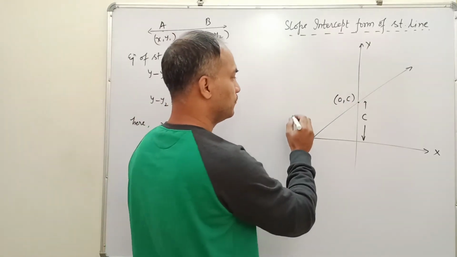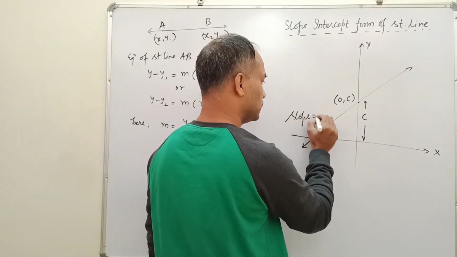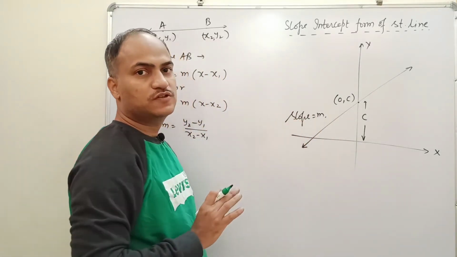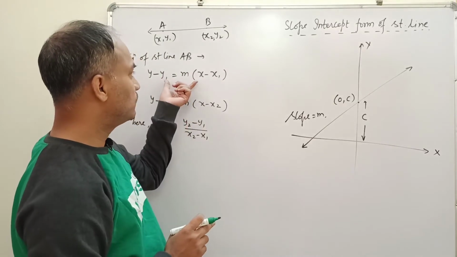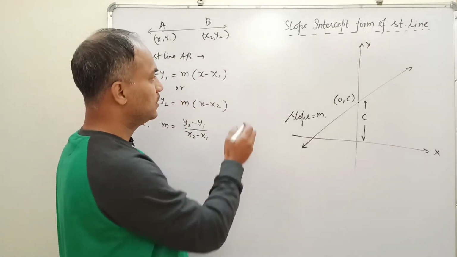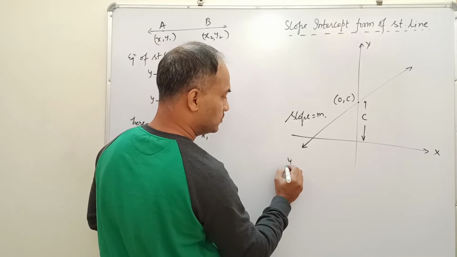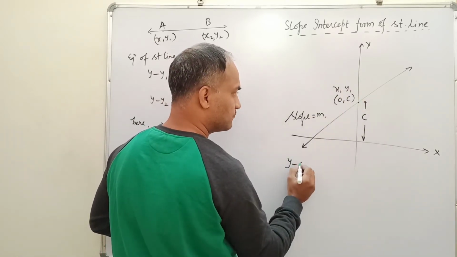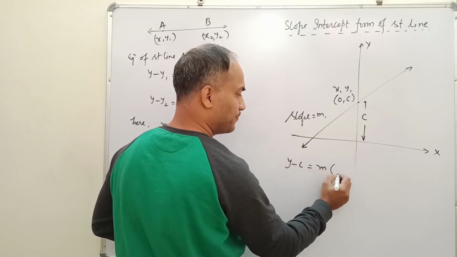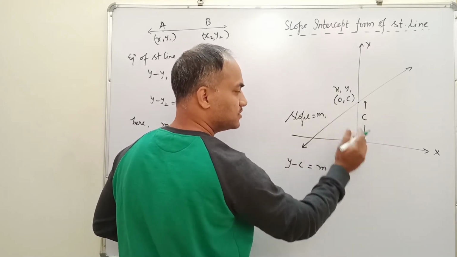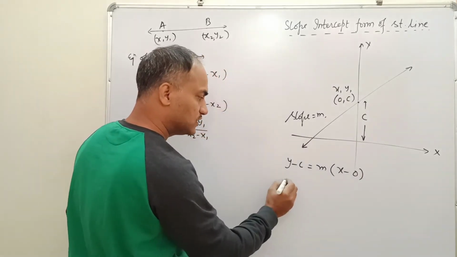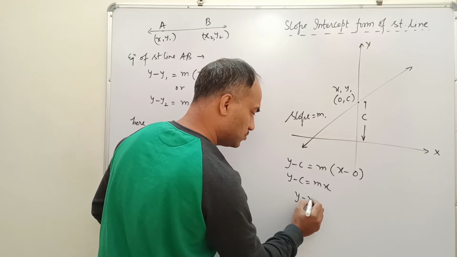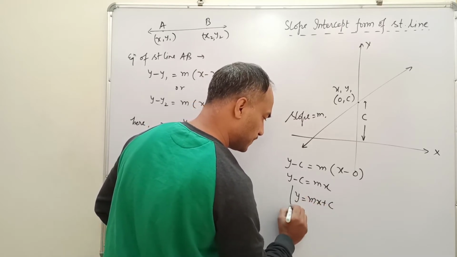Slope, suppose the slope is m, then we can find the equation of this straight line. Obviously we have to use this formula only. This formula gives us the equation: y minus y1 is equal to slope m times (x minus x1), where (x1, y1) is here, and x1 is 0. So this gives y minus c is equal to mx, or y is equal to mx plus c.